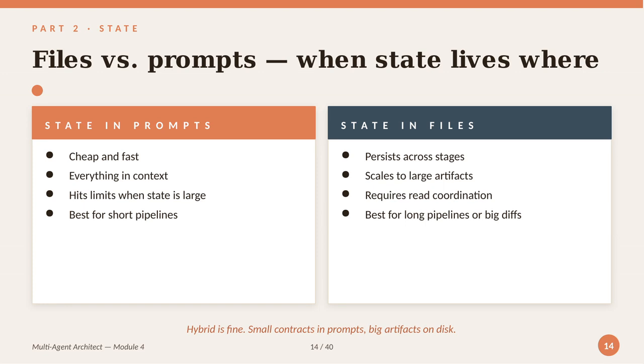Cheap and fast. The whole spec or whole diff lives in the prompt the next stage receives. Everything in context, nothing on disk. Best for short pipelines where the artifacts are small, say, a spec under 500 words, a diff under 200 lines. State in files. Persists across stages.